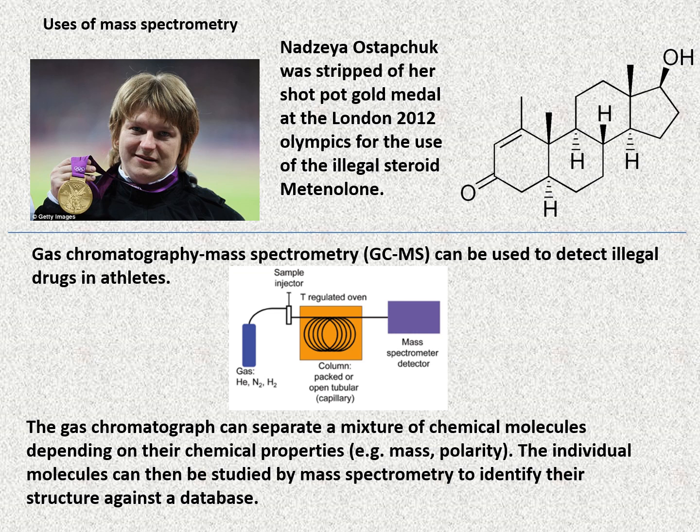So in the case of the shot putter, a urine sample would have had loads of different chemicals in there. These chemicals would have been separated in the column and then passed into the mass spectrometer where they were detected and weighed in terms of their molecular mass. And we're going to look at how that works in more detail.